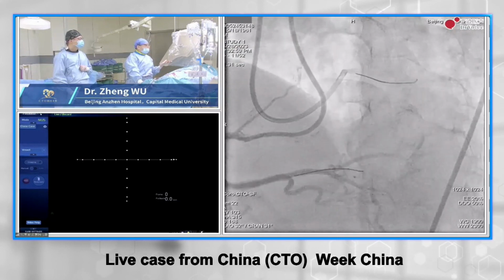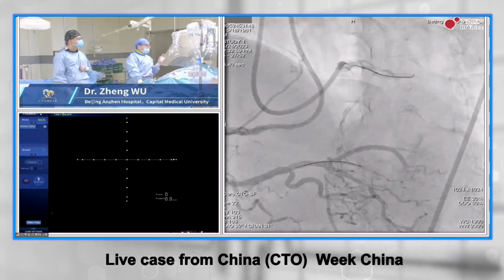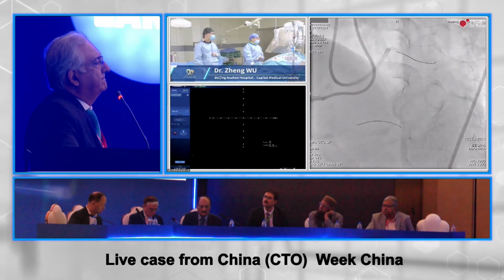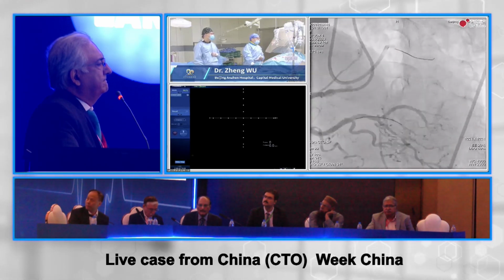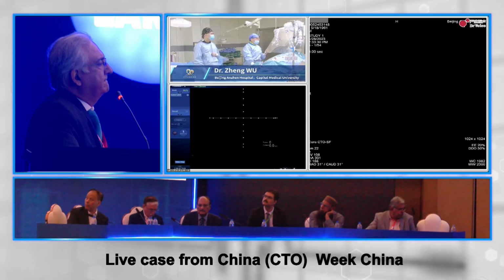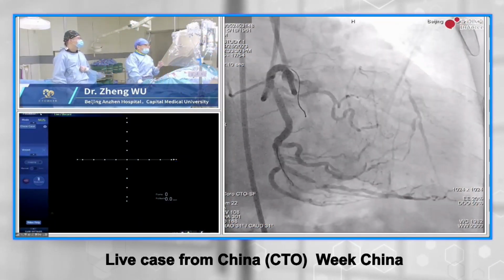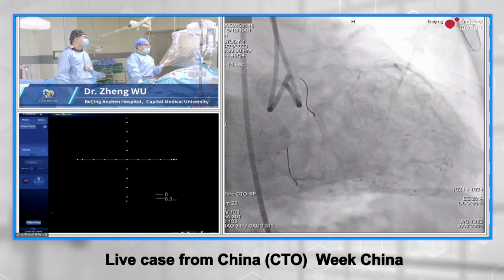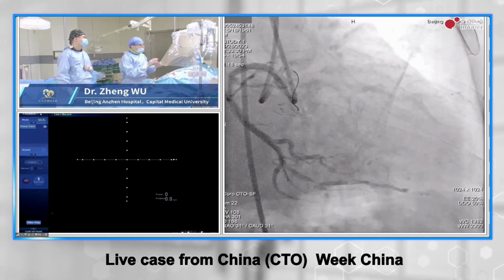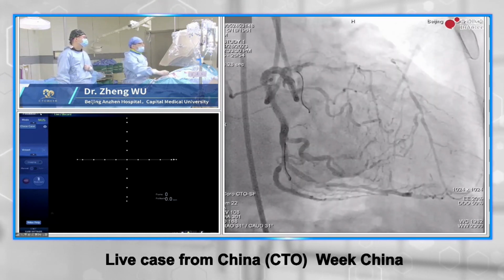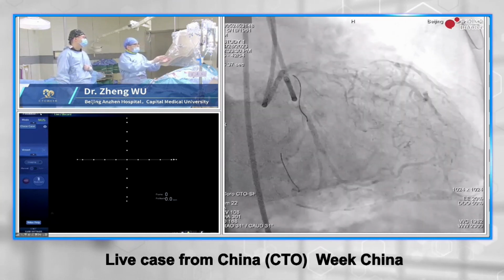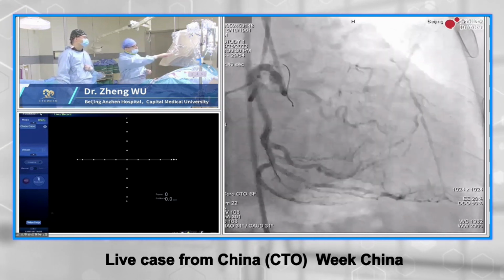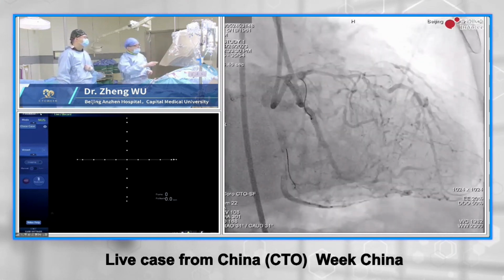From this view, we cannot see very clearly the CTO route. And the next view is a right side caudal view. Also in this view, we cannot see very clearly the ramus and the relationship of the ramus and the proximal cap. So after that, I gave the patient a caudal view.